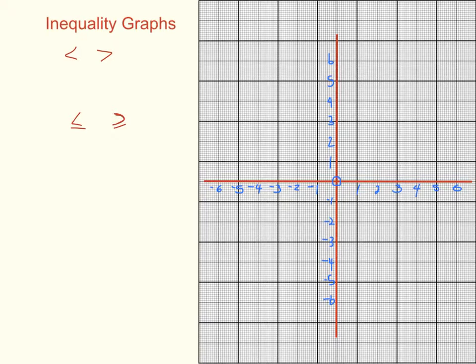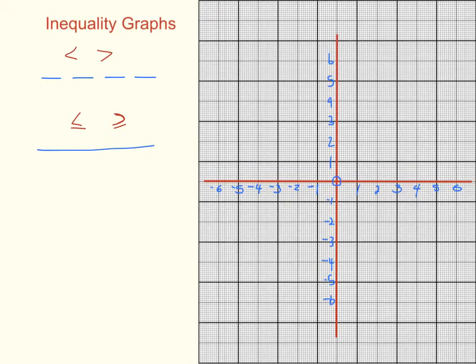Since we're going to be drawing lines to represent this, if it's just greater than or less than, then the line that we draw will be a broken line, like so. And if it's greater than or equal to or less than or equal to, so long as you can see the equal to there, it means the line we'll draw will be a solid line. So look out for things like that.